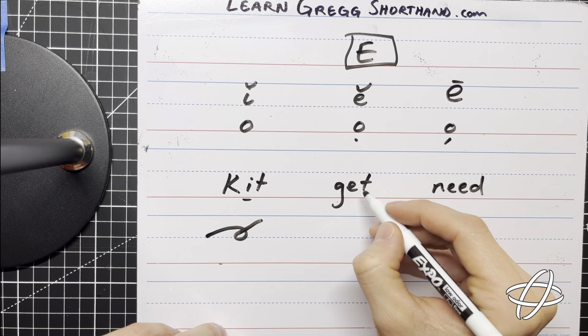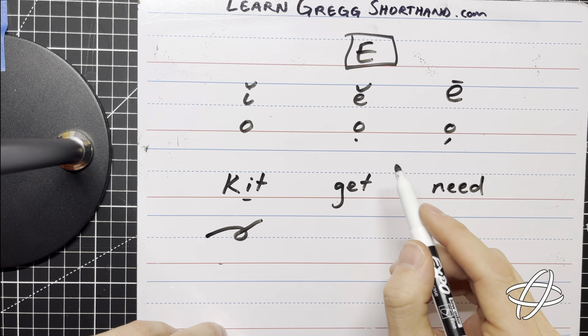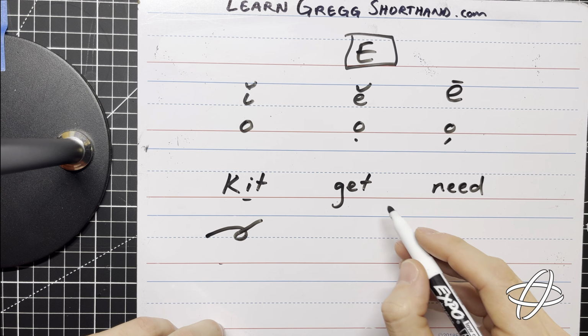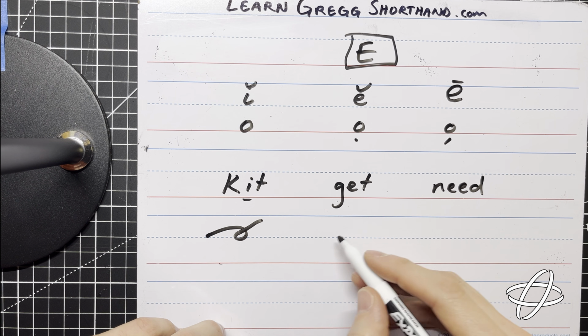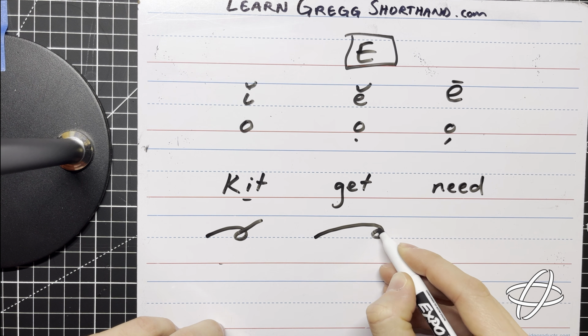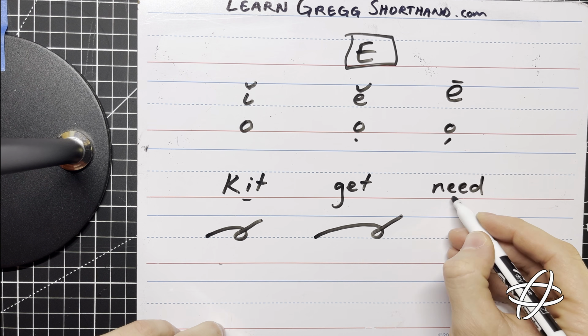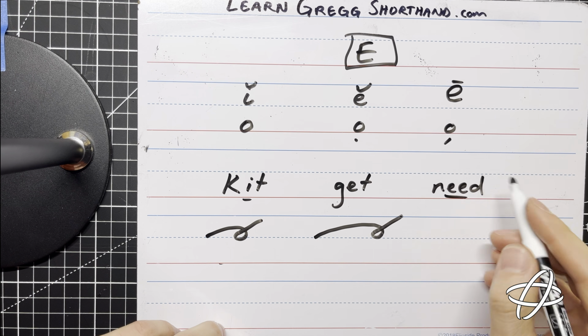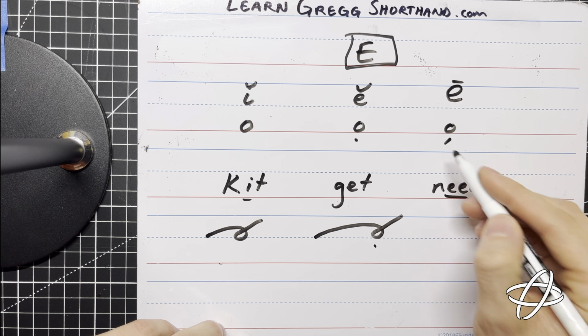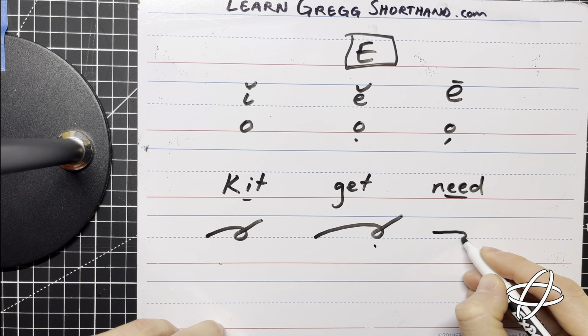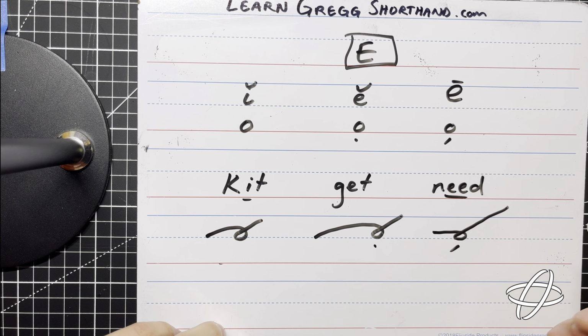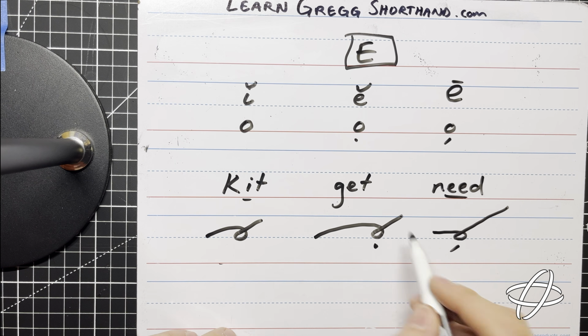Similarly, the medium length sound, as in get, or g, e, t, is marked with a single dot, g, e, t. Finally, the longest E sound, as in need, is marked with a long dash. So n, e, d, need. Again, in principle, if you need help differentiating these when you first start writing, you can mark each of the vowel sounds as necessary.